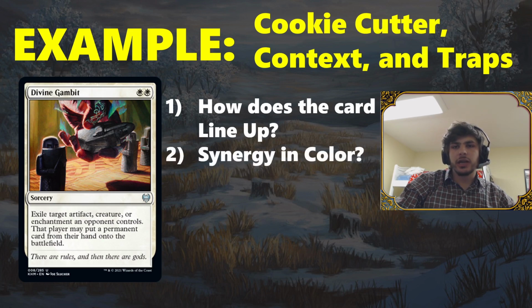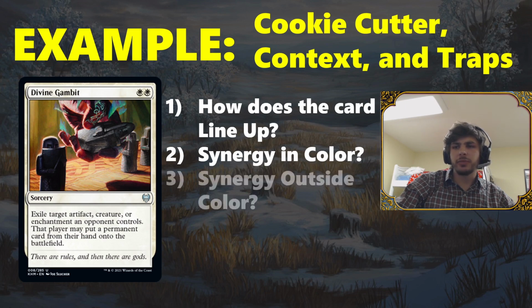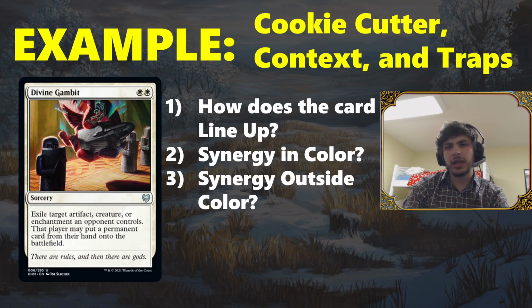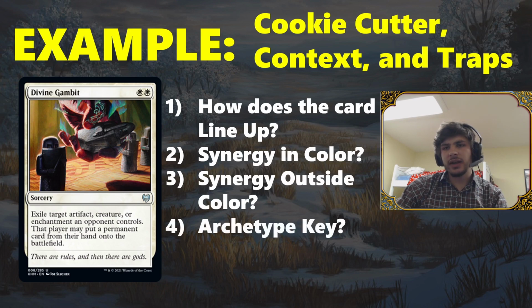Next up, synergy in color. Are there ways in white to take advantage of this? Not really, but there could be synergy outside of color, because if you have a card like Mind Rot or a discard effect, you can maybe look at your opponent's hand to see if they have a big creature to put into play before you use your Divine Gambit, or you can make them discard all their cards before you use Divine Gambit.